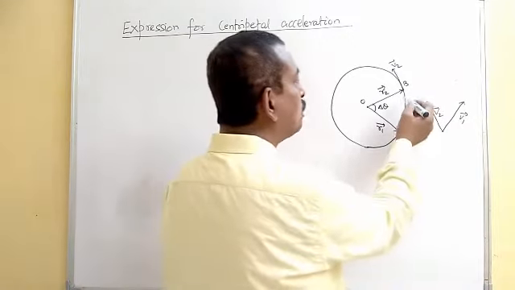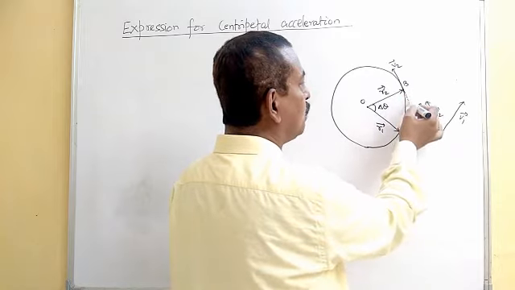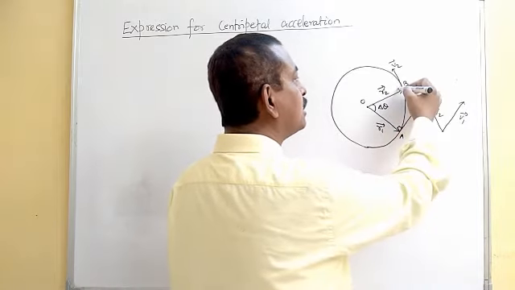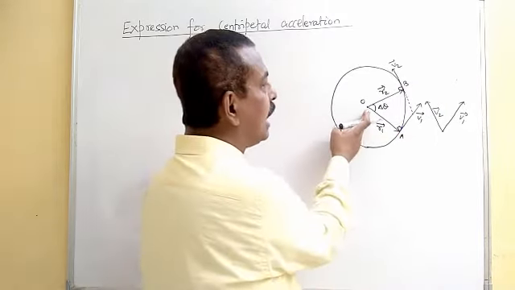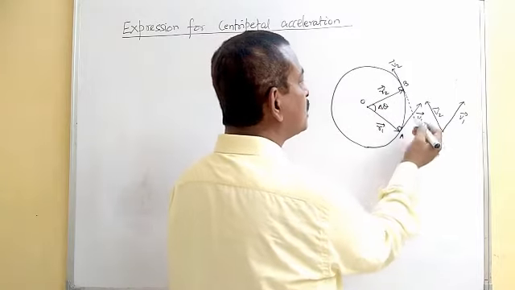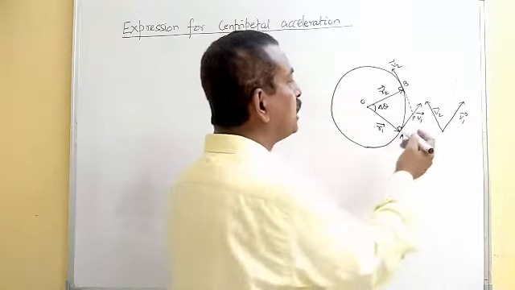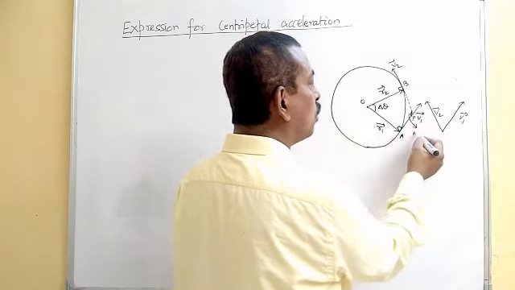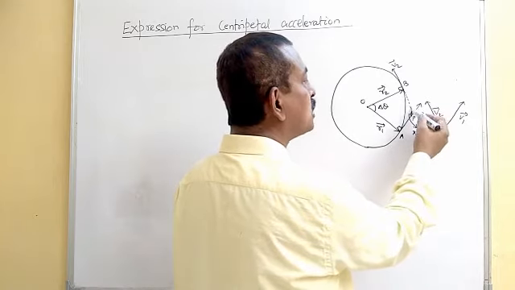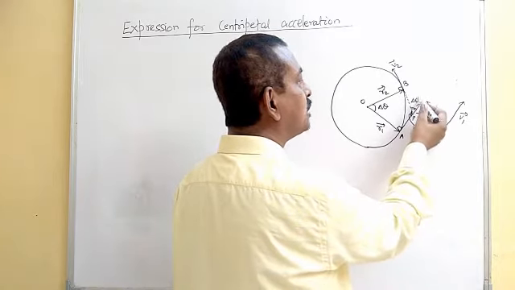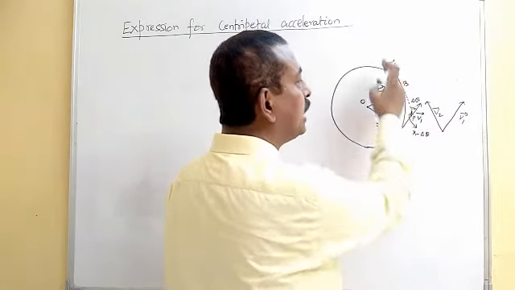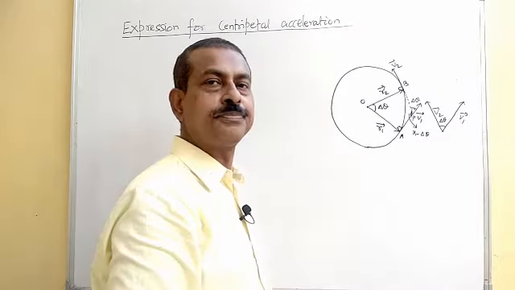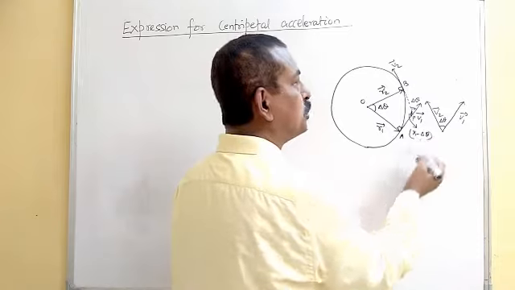Why is it so? Because if you produce this one in the backward direction like this, it is acting tangentially, so this angle is 90, and this is also 90. If this angle is delta theta, obviously this one will be 180 minus delta theta. So how much will this particular angle be? This is definitely delta theta, which is the angle between v1 and v2.